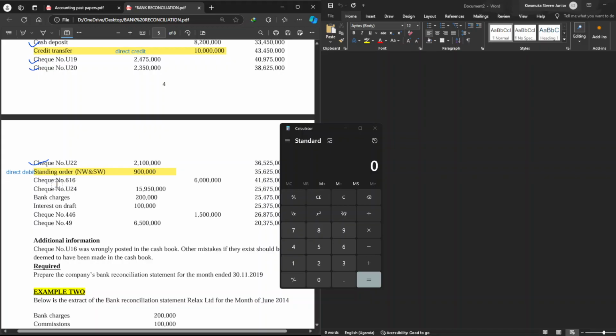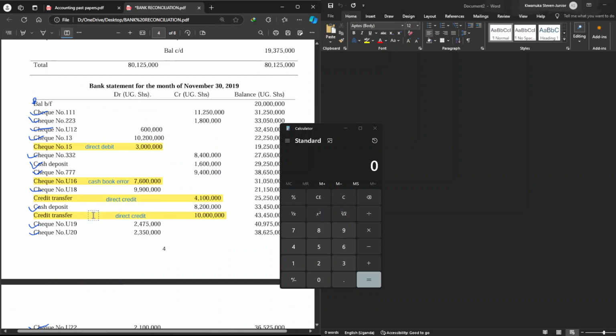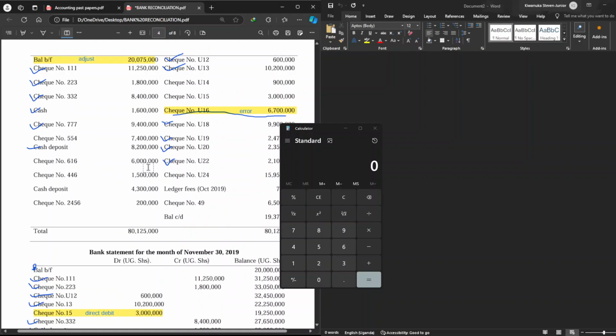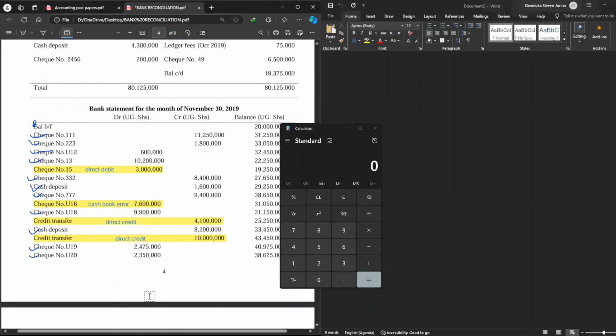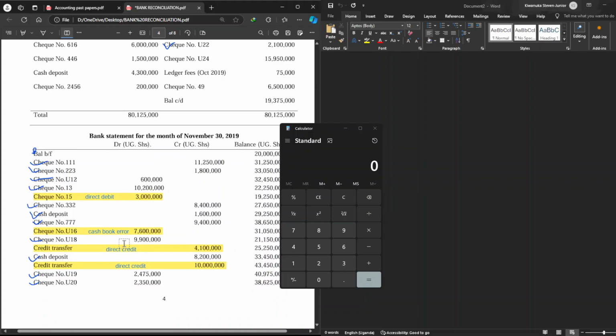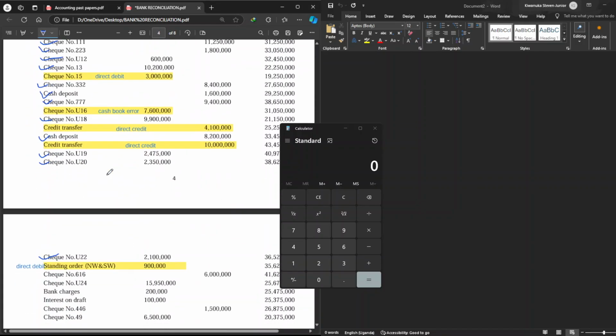So check number 616, 6 million. Credit side should appear on the debit side. Check number 616. We check in our cash book. 616, 6 million should appear on the debit side because this side appears on the credit side, then it should appear on the debit side. 6 million. We therefore check it. We take this, come down, and we also take.